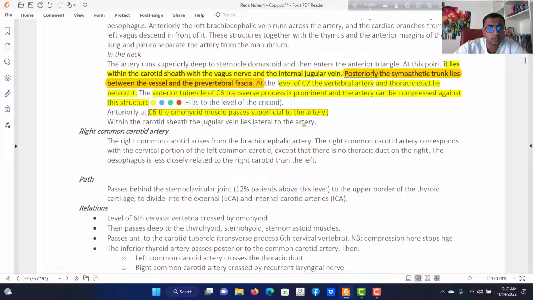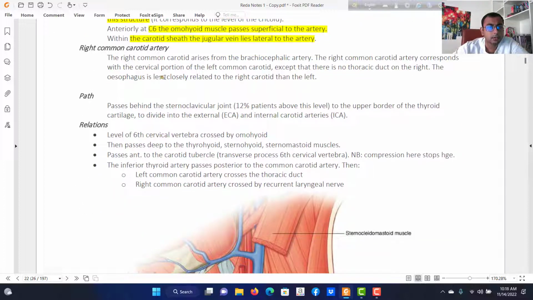Within the carotid sheath, the jugular vein lies lateral to the artery. So first the carotid sheath, then the vagus nerve, then the jugular vein. Now the right common carotid artery arises from the brachiocephalic trunk, with all the same relations. And the esophagus is less closely related to the right carotid than the left.